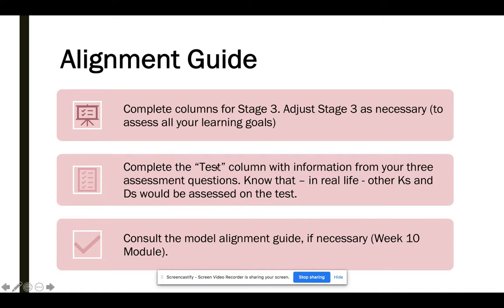You can do that with the information from your 3 assessment questions that you've made and are going to send out to people, with the understanding that in real life, your other knowledge and skill goals would be assessed on a test as well. Because we didn't have the time to construct an entire test, you'll have some learning goals in this alignment guide that are not assessed summatively, because you can't necessarily squeeze every knowledge goal into a GRASP.